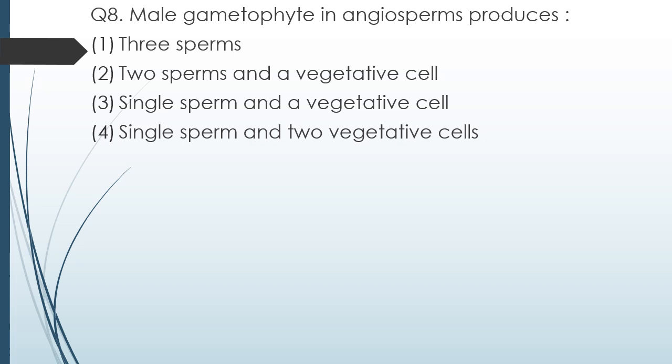Question number 8. The male gametophyte in angiosperm produces 3 sperm, 2 sperm and a vegetative cell, single sperm and a vegetative cell, single sperm and 2 vegetative cells. The correct answer is option 2, 2 sperms and a vegetative cell.